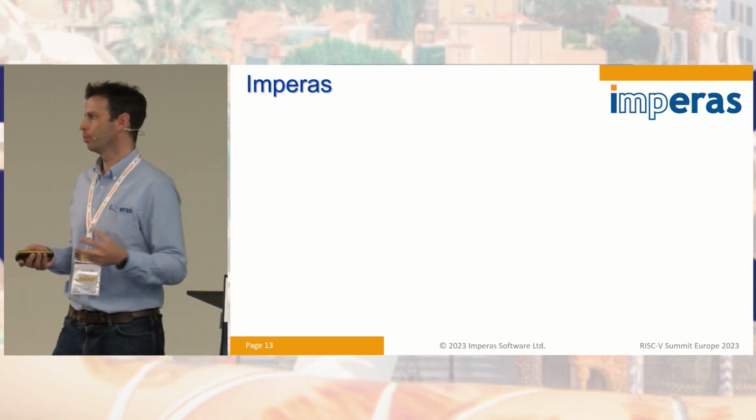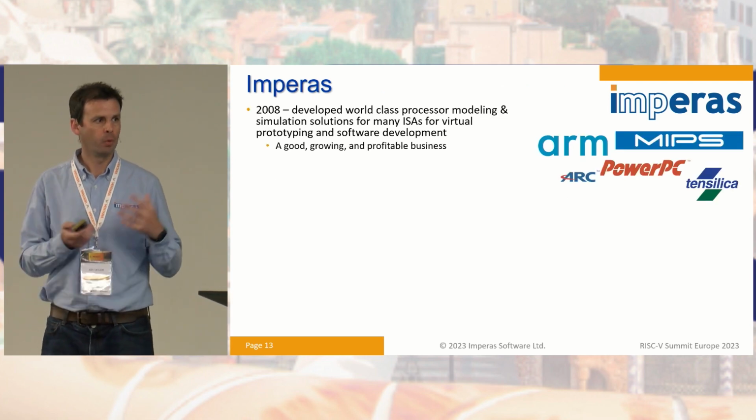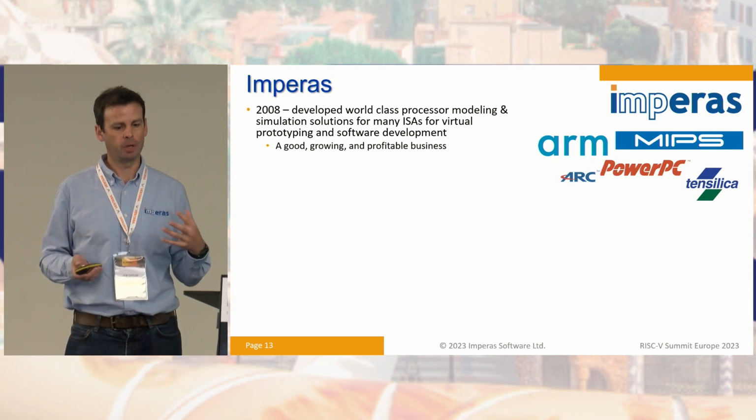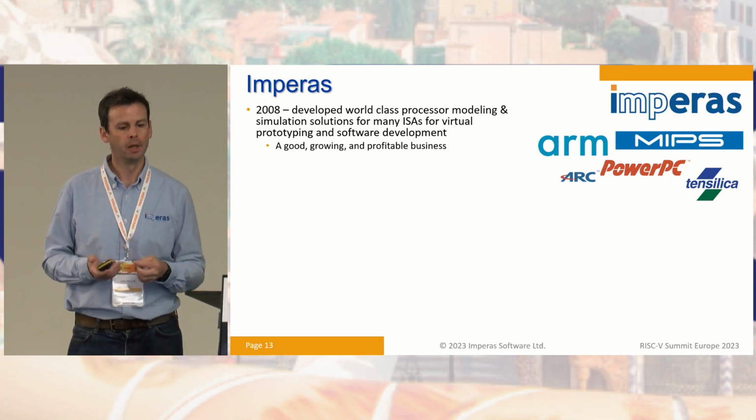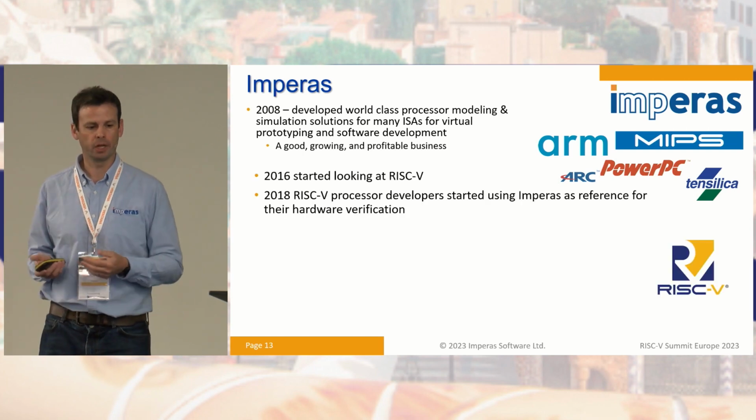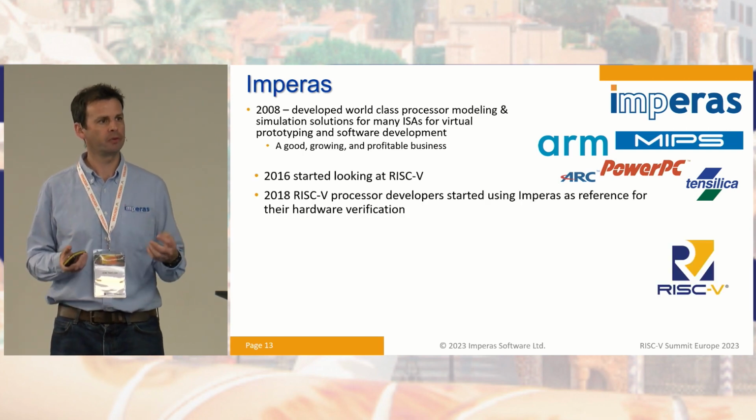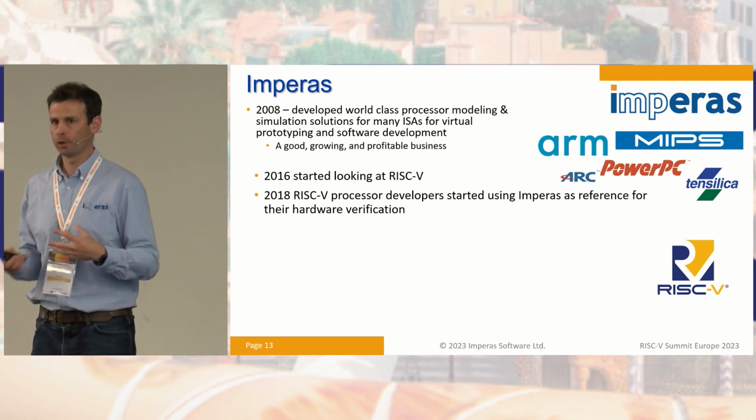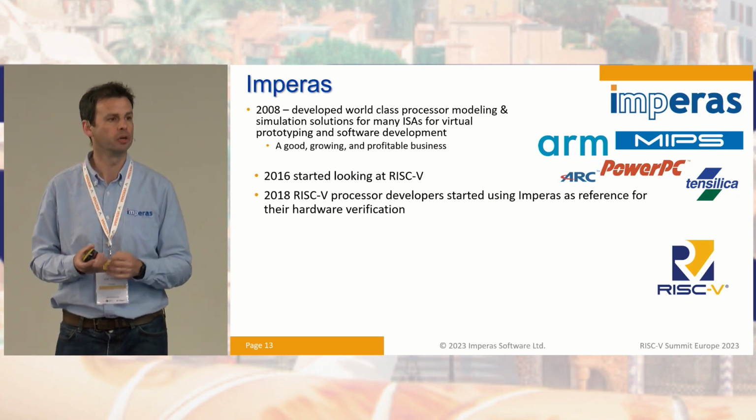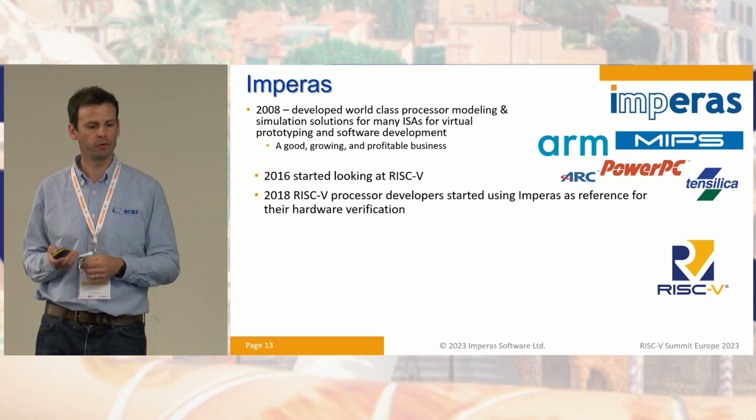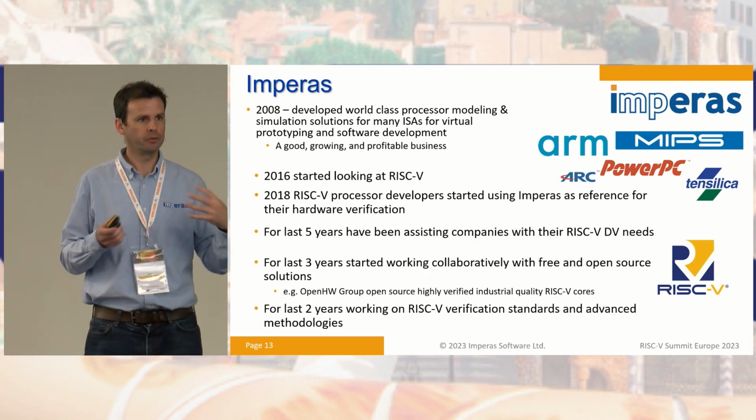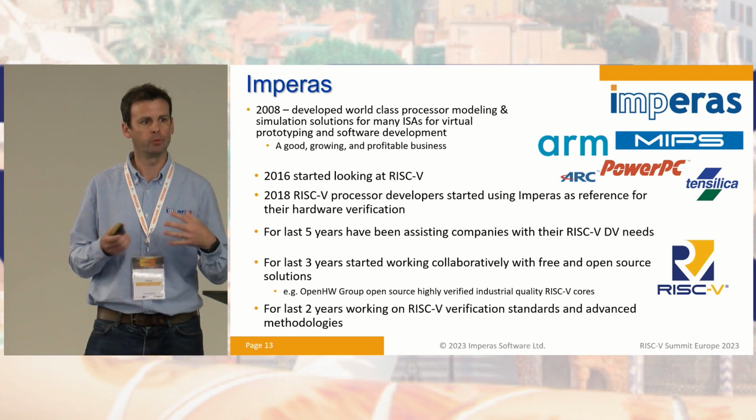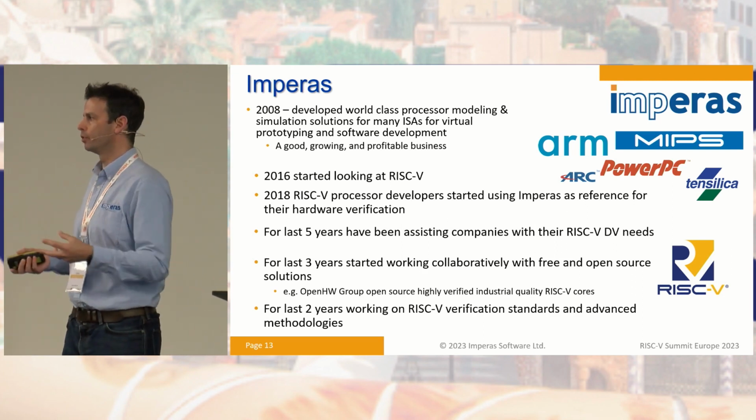So a quick bit about Imperas while I'm here. We've been going for about 15 years developing world-class processor modeling. And that was a good business in its own right. But as RISC-V came along, what we found was interesting: some of the customers of our models started using them for verification and started using them as golden reference models. And so for the last 5 years, we've been helping companies with their RISC-V CPU DV.